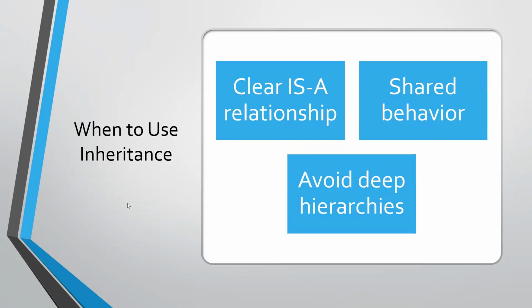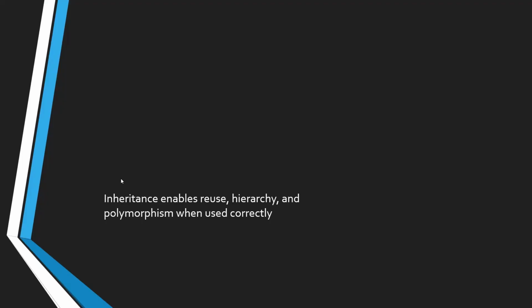Okay, when do we want to use inheritance? When there's a clear is-a relationship. We clearly want to extend our code. We want to reuse our code. We want that shared behavior, but we don't want to get too hierarchical. Like 1 or 2 levels of hierarchy is good, 10, not so much. So in a nutshell, inheritance enables reuse, hierarchy, and polymorphism when used correctly.